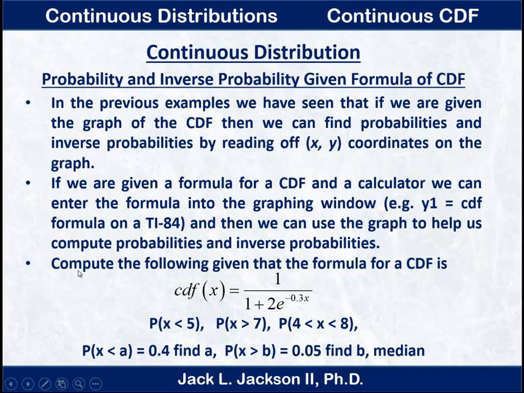So what we've seen in these examples is that if we are given the graph of a CDF, we can find probabilities and inverse probabilities by just reading off xy coordinates on the graph. Basically, if we're given an x coordinate, we can find a y, and given a y, we can find an x. And since we know what these x and y coordinates stand for, we can solve probability problems and inverse probability problems of various types. And we've seen examples of that.